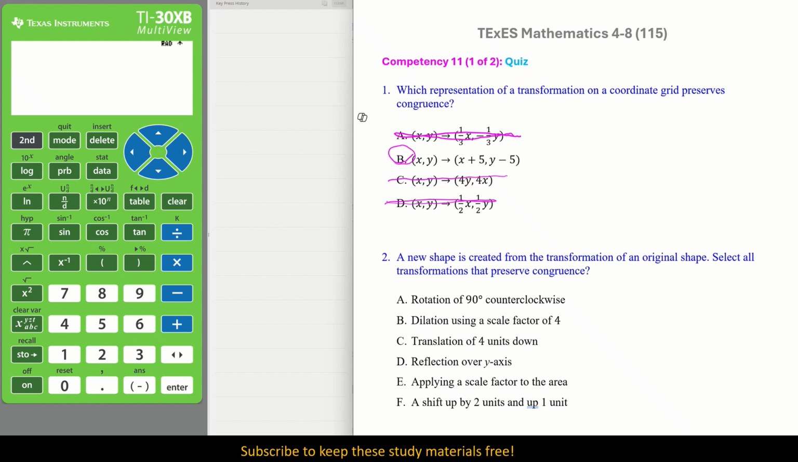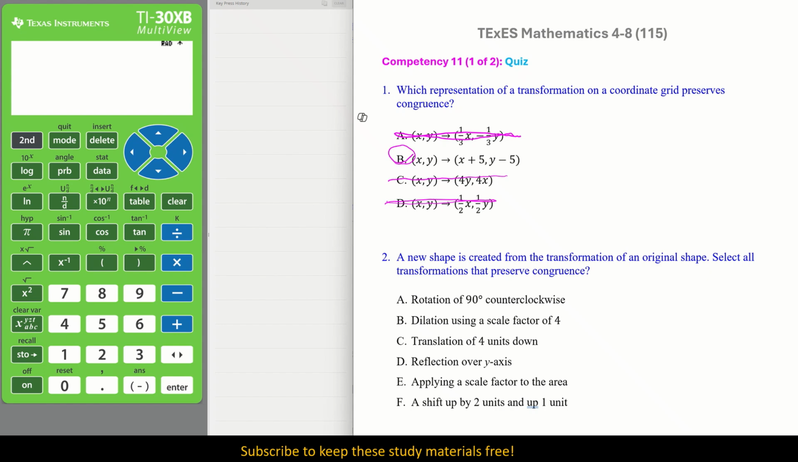All right, so let's go on to number 2. A new shape is created from the transformation of an original shape. Select all transformations that preserve congruence. Again, we're talking about adding or subtracting, which is shifting. We're also discussing rotating. The whole shape is simply moved. So rotating, translating, meaning shifting or sliding, and reflecting.